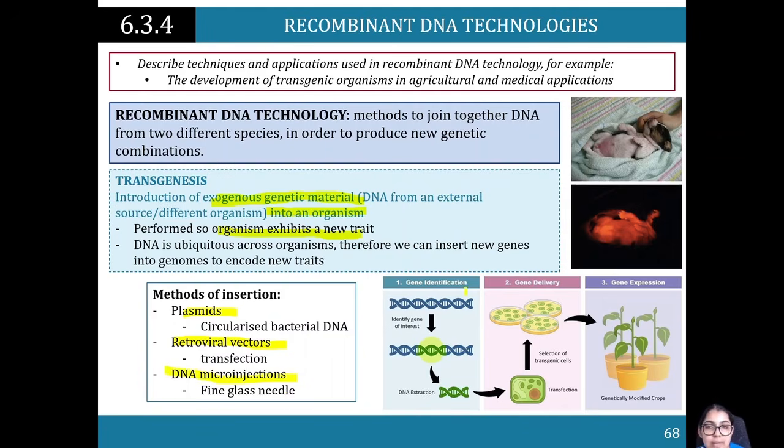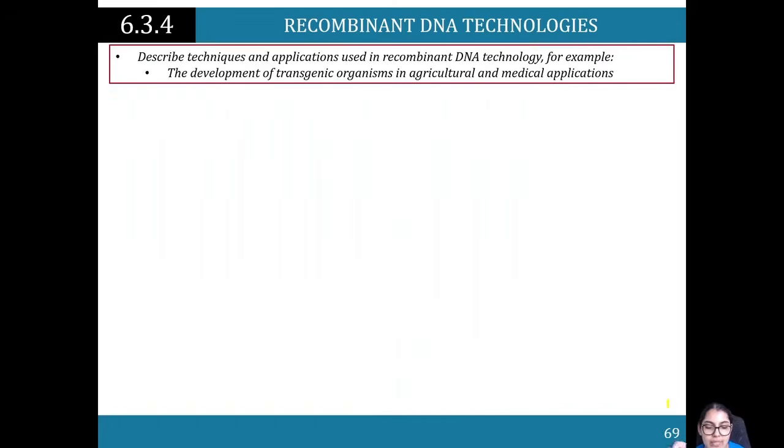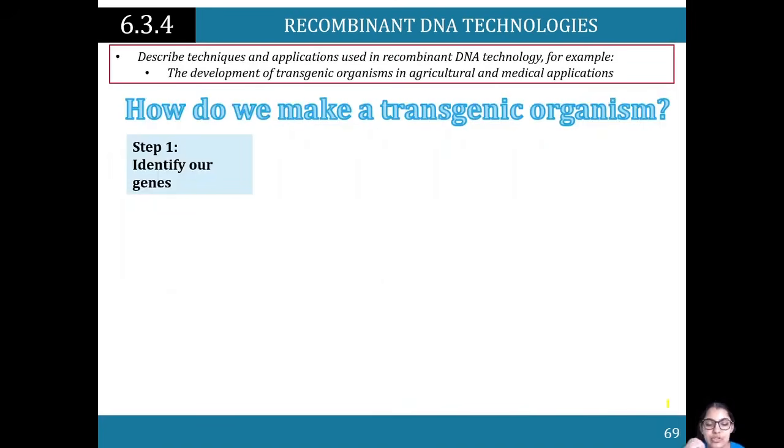So this can actually be done for agricultural and medical applications. So what do we do? We begin by identifying a gene of interest. We extract that gene right there. We take it and we deliver it, and we put it in a culture, and then we grow it so that we can have a genetically modified crop right there. So how do we make a transgenic organism?